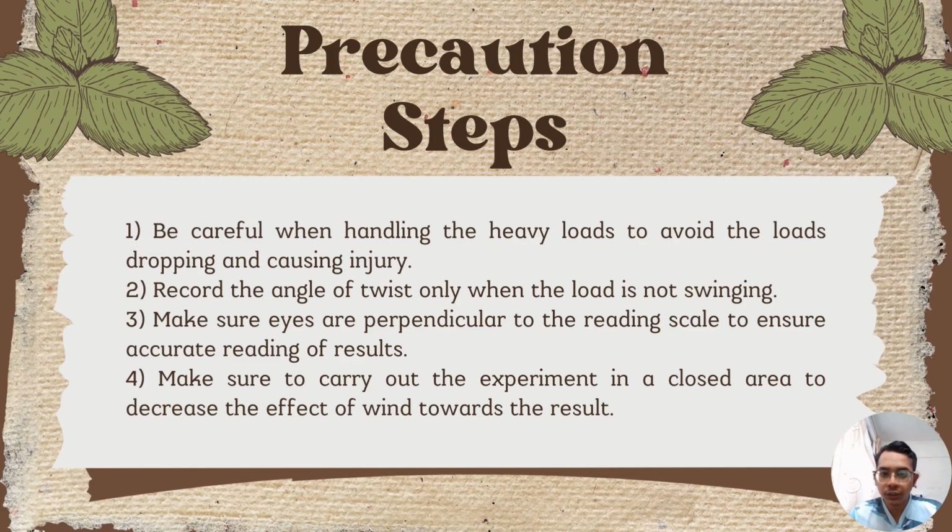We move on to the precautionary steps of this experiment. First, be careful when handling the heavy loads to avoid the loads dropping and causing injury. Record the angle of twist only when the load is not swinging. Make sure eyes are perpendicular to the reading scales to ensure accurate reading of results. Finally, make sure to carry out the experiment in a closed area to decrease the effect of wind on the result.